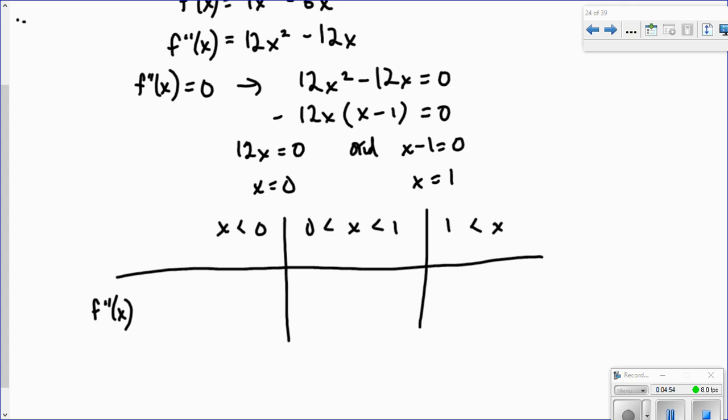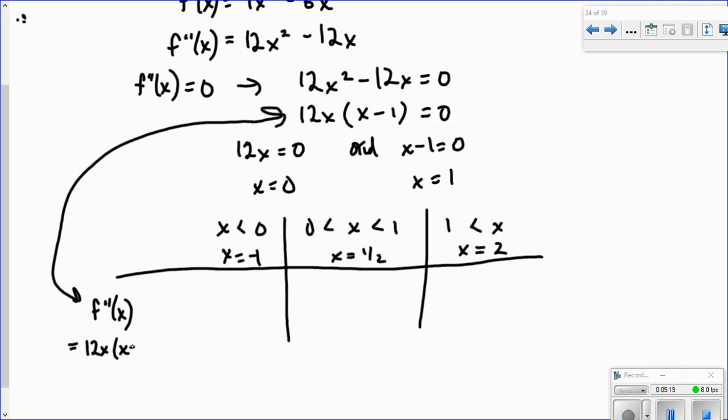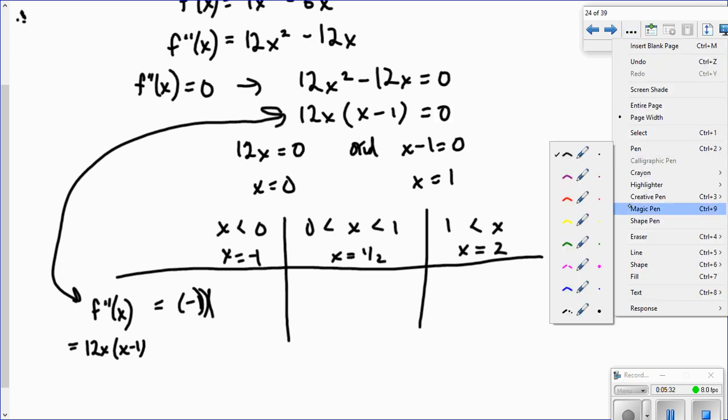Okay, and I need some points here. So let's choose x is -1, x is a half, and x is 2. And I want to use the function 12x multiplied by x minus 1. I'm just going to write that here so I have it. And in this interval when x is -1, I'm going to have a negative. Let me just clean this up a little bit.